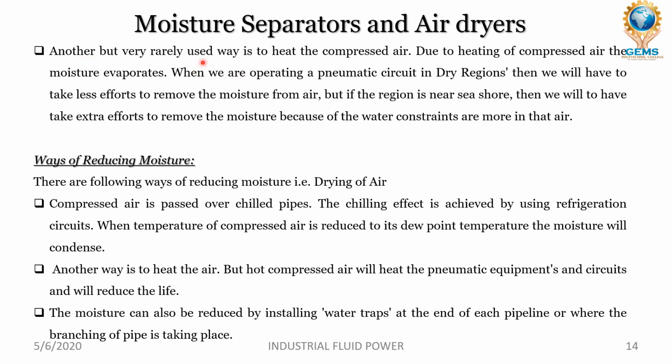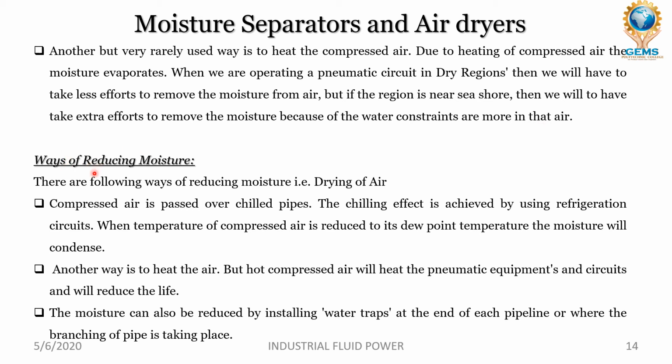Another, but very rarely used, way is to heat the compressed air. Due to heating of the compressed air, the moisture evaporates. When we are operating a pneumatic circuit in dry regions, we have to take less effort to remove the moisture from the air. But if the region is near the seashore, then we have to take extra effort to remove the moisture because the water content is more in that air.